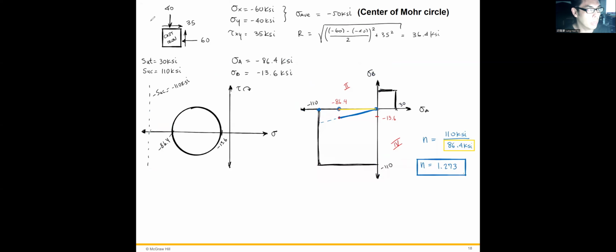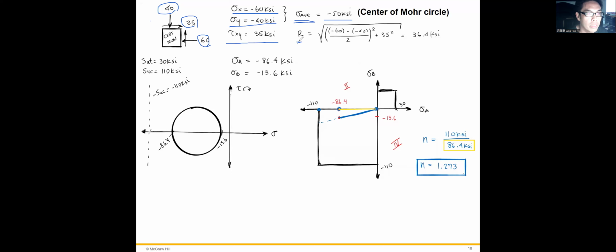Let's look at another example. Suppose we have an element made of cast iron subjected to compressive normal stress and shear stress. Sigma x equals minus 60 ksi, compressive, and sigma y equals minus 40. The shear stress tau xy equals 35 ksi. We can figure out the average stress, which is the center of Mohr's circle, equal to minus 50 ksi.